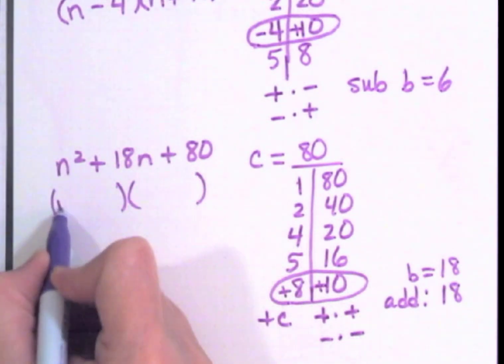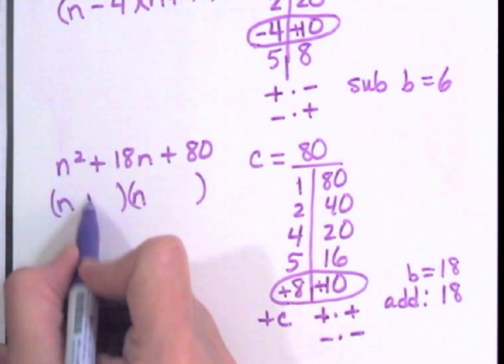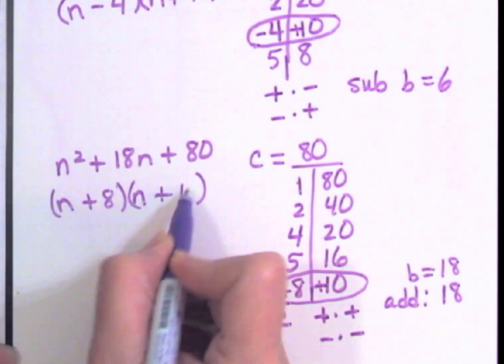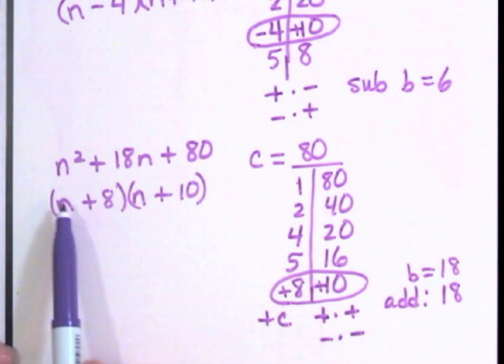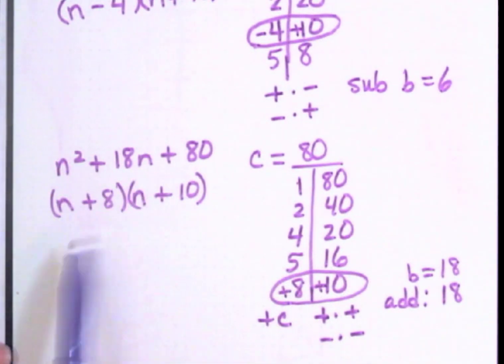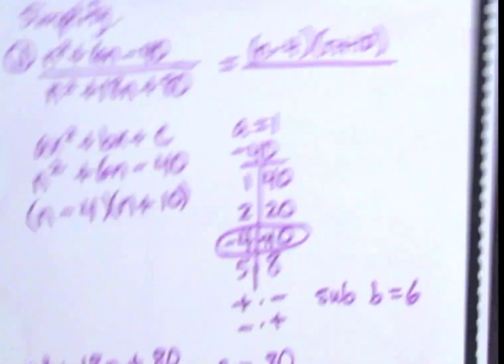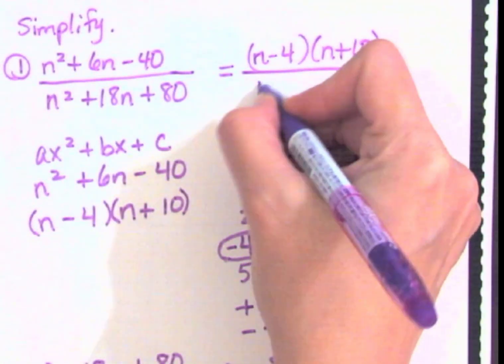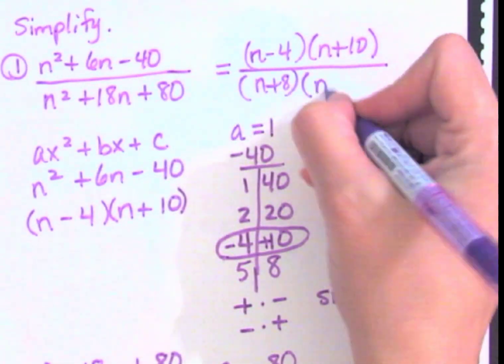The way to get our first term would be n times n. The way to get our last term would be positive 8 times positive 10. And then we could check our middle terms. That would be 10n plus 8n, which is 18n. So we have the correct factors. So up here we'll put n plus 8 times n plus 10.